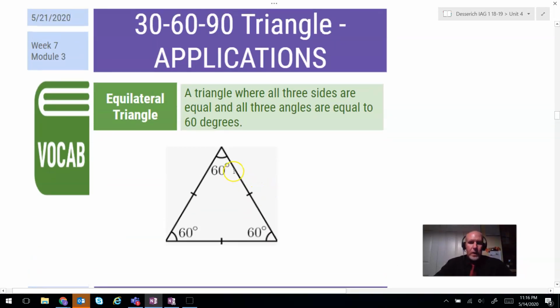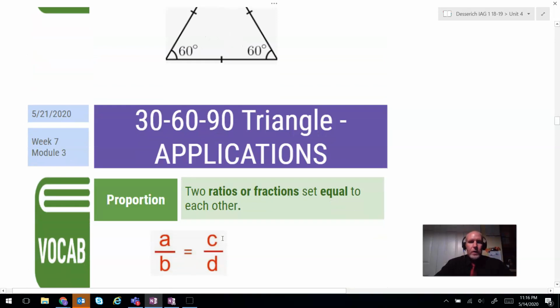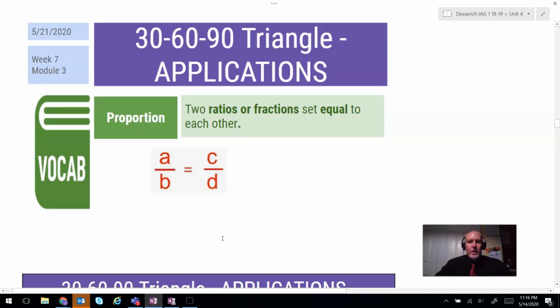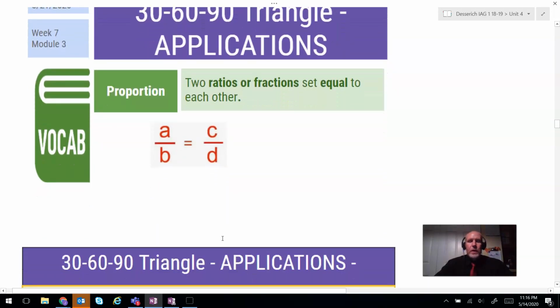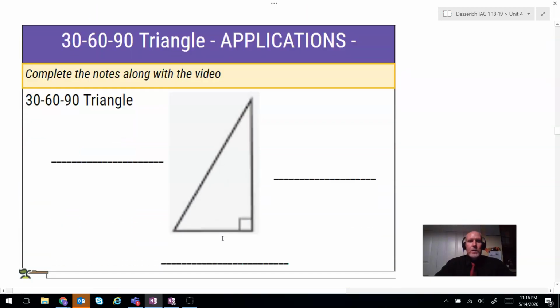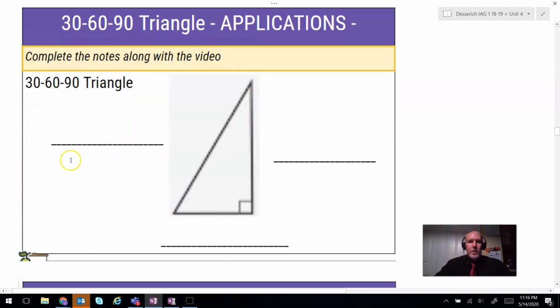Really, a 30, 60, 90 triangle just comes by slicing an equilateral triangle in half, straight up in half, and that's why we have the equilateral triangle there on the words. And then we're going to continue to use proportions to find the missing sides. So let's just take a minute here to complete these notes.